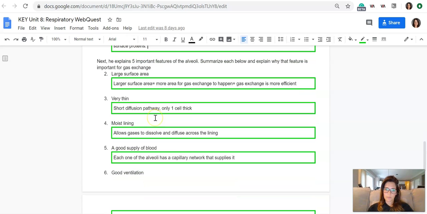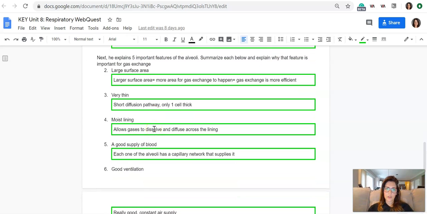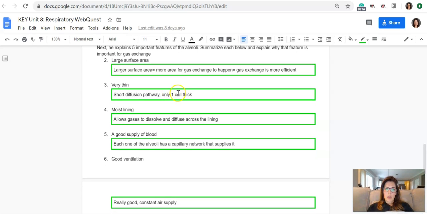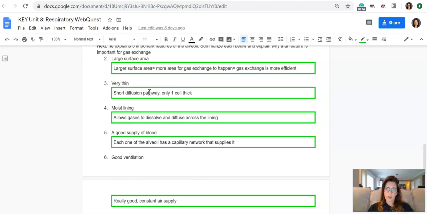Okay, the 5 important features of the alveoli. So large surface area, the larger the surface area, the more area for gas exchange to happen, which means gas exchange is more efficient. The lining of the alveoli is very, very thin, so this is good because it's a short diffusion pathway. It's only one cell thick, so the gases don't have far to travel from one side to the other.